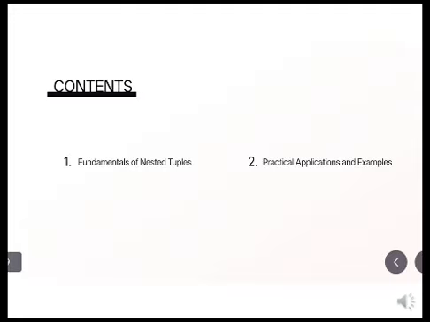The presentation is divided into two parts. First, we will understand the basic concept of nested tuples. Then we will look at how they are used in practical situations. Fundamentals.